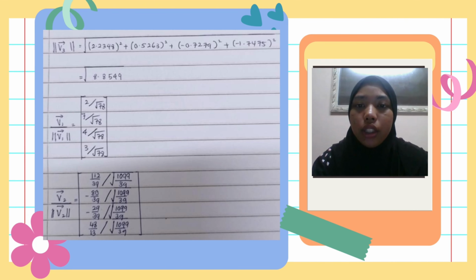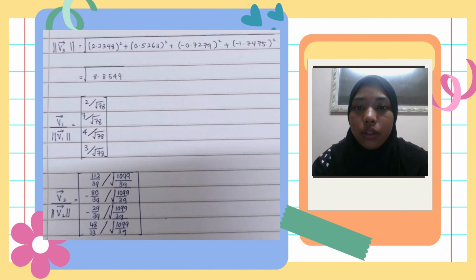Column 1 over the answer for V1 that we got before this. So the answer we get is 2 over square root 78, and then 7 over square root 78, then 4 over square root 78, and lastly 3 over square root 78.